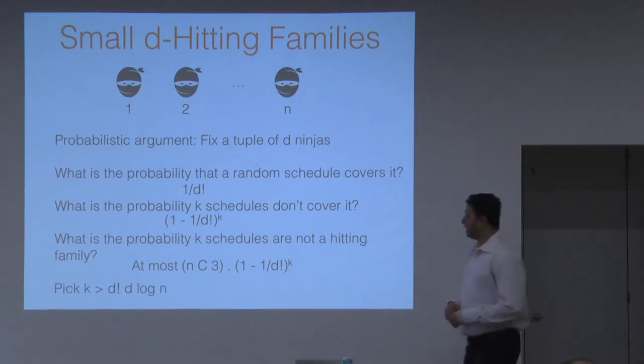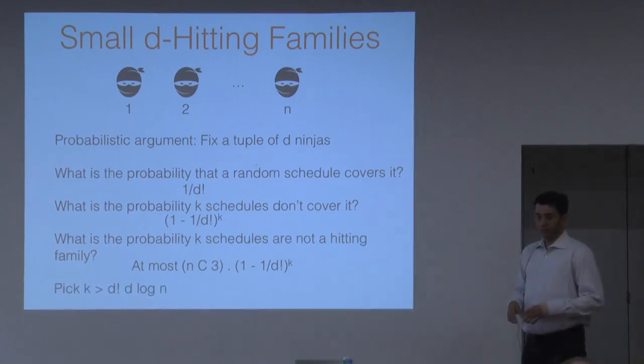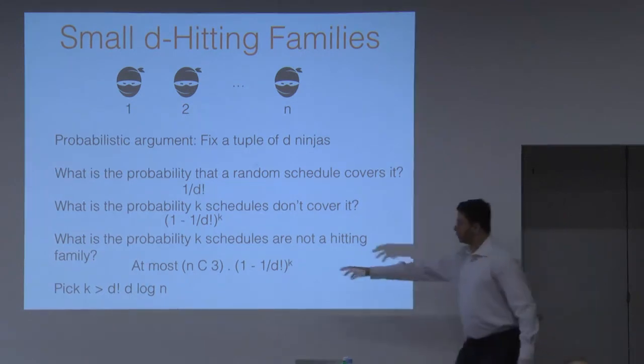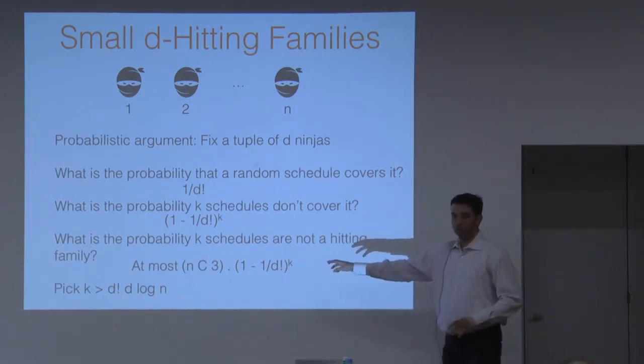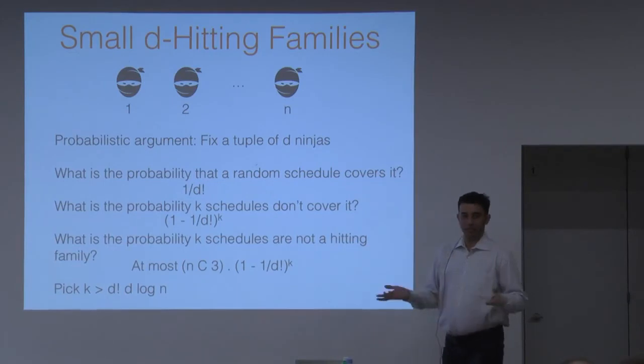And so just by picking k to be this function, which is some exponential function of d but logarithmic in n, you can make sure that this probability is less than 1. And again, by the probabilistic method, this shows that there exists a hitting family of size about e^d log n.